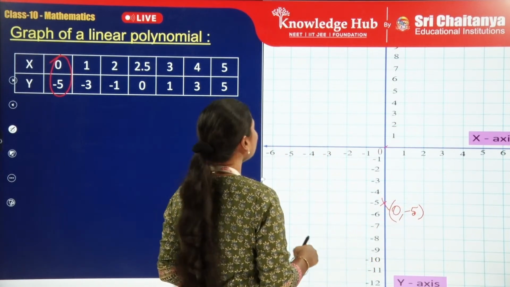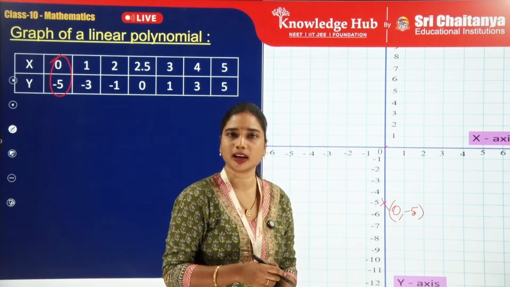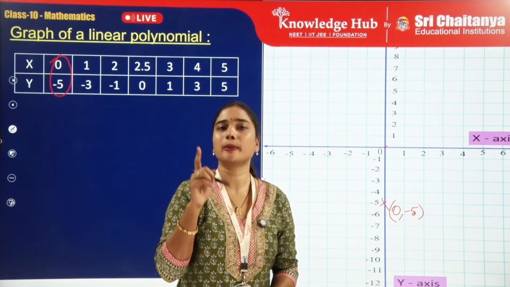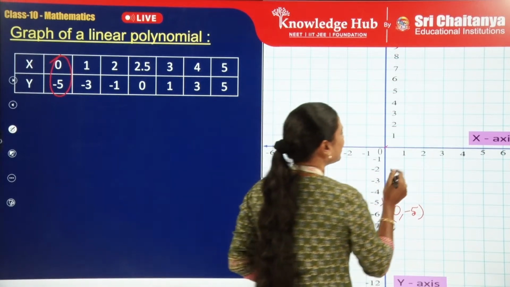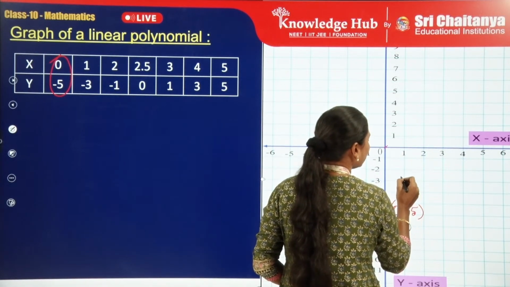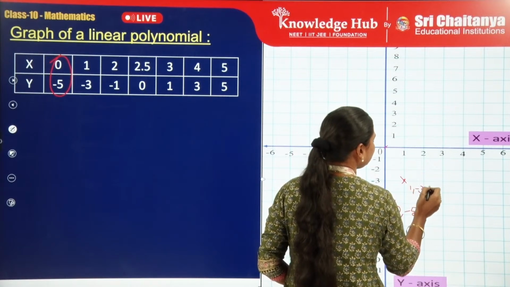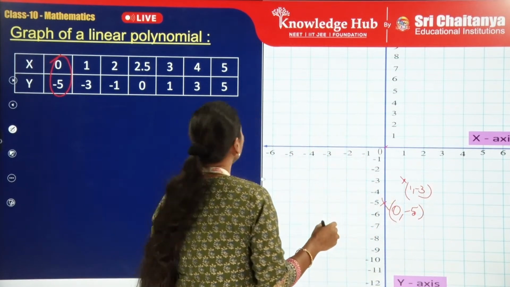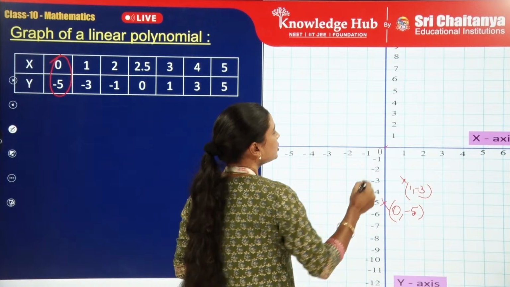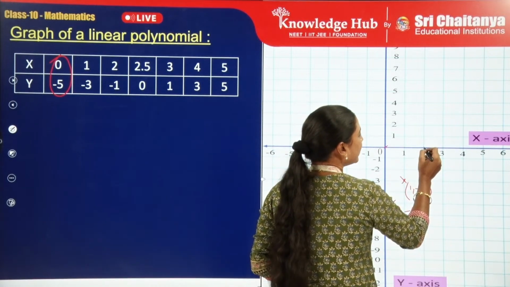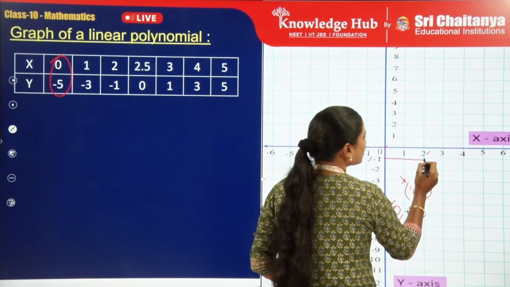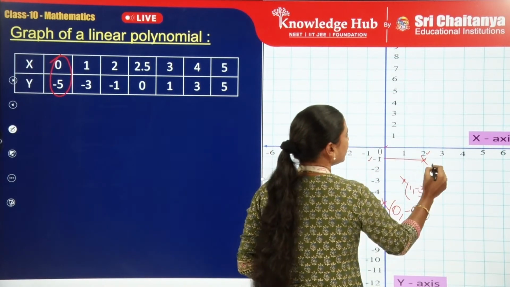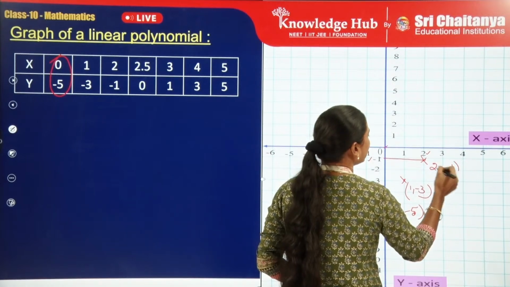And the next point is (1, -3). X coordinate is +1, y coordinate is -3. So for (1, -3), the point will come here. This is the way we have to mark all the points. (2, -1): on the x-axis 2, on the y-axis -1, so the point will come here. That is (2, -1).